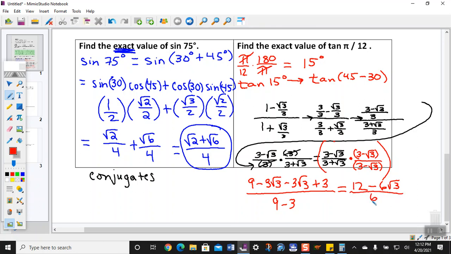Okay, now be honest with you here, guys. Won't 6 go into 12 and 6 go into 6 now? Yeah. So simple form of this, how many times will 6 go into 12? Twice. How many times will 6 go into 6? Once. So we think the answer is 2 minus the square root of what?